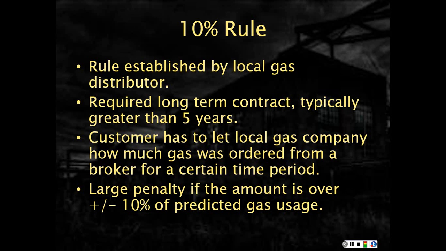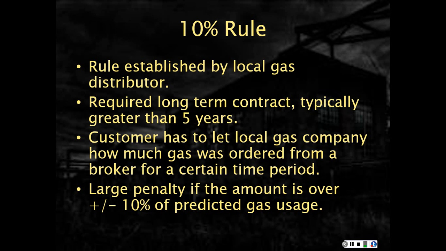What ends up happening then is the customer has to let the local gas company, their local distributor, know how much gas was ordered from the broker for a certain time period. This is so the local provider knows how much gas they have to provide for that will be coming from the broker.